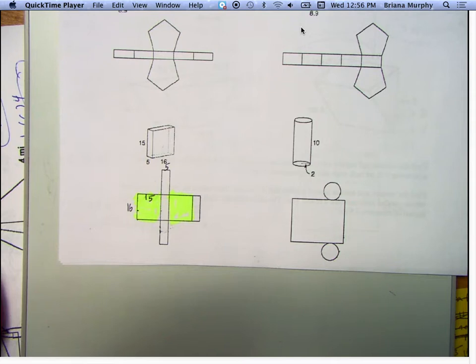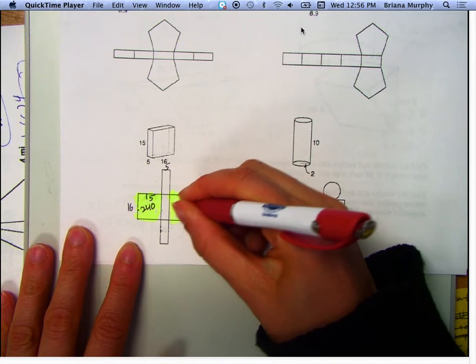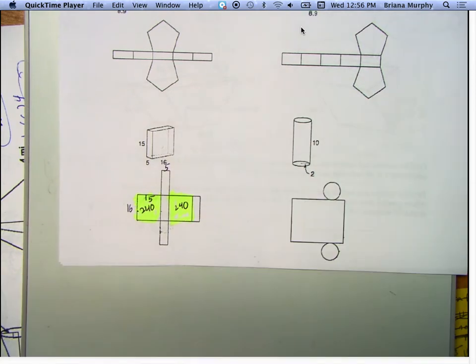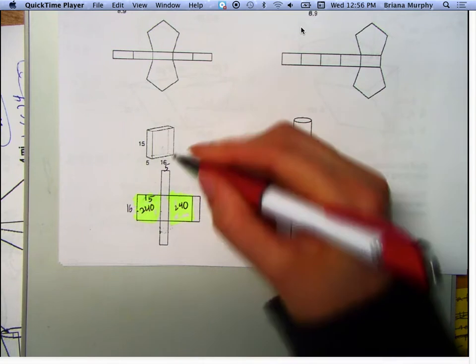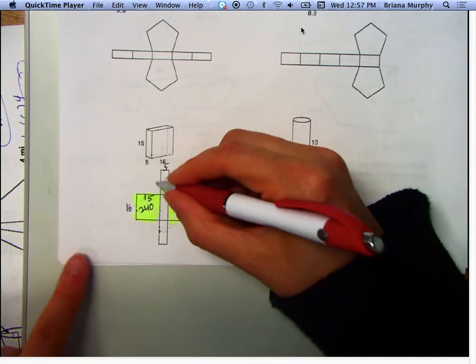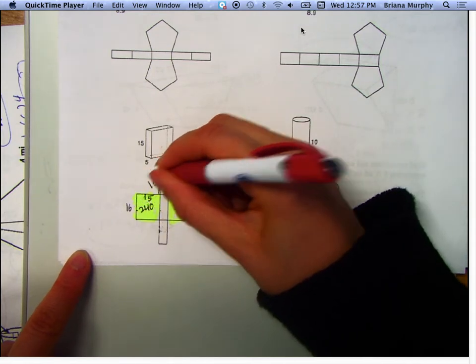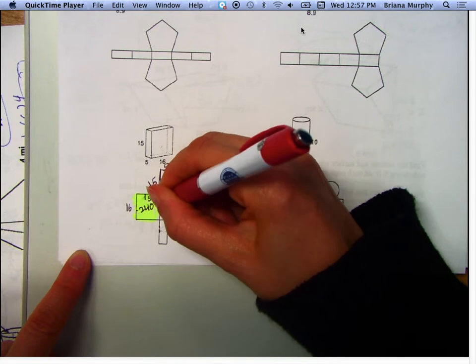Okay, so those are my bases. 15 times 16 is 240. So I can put that in both spots, right? I don't need to do it over and over again. I just know that. Okay. Now I want to find each of these little rectangles. Okay, so how am I going to do that? I know this spot right here matches up with a 5, so I know this is 15. 15 times 5 is 75, so these are each 75.